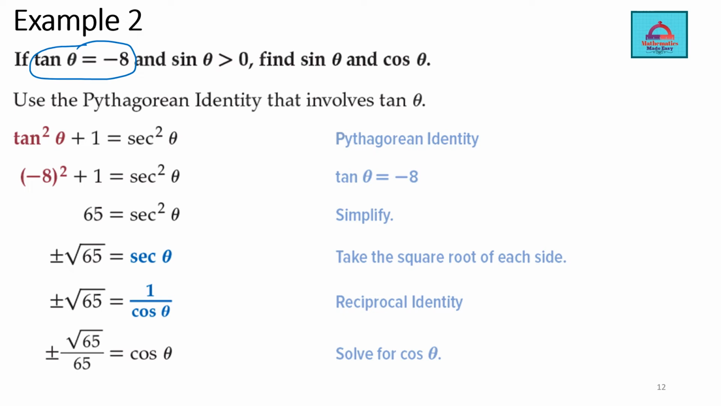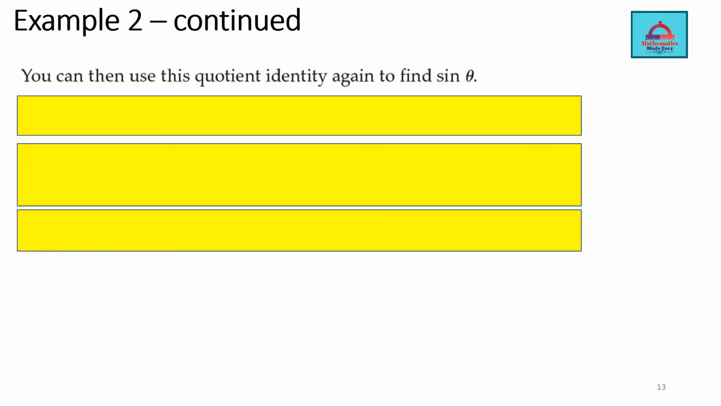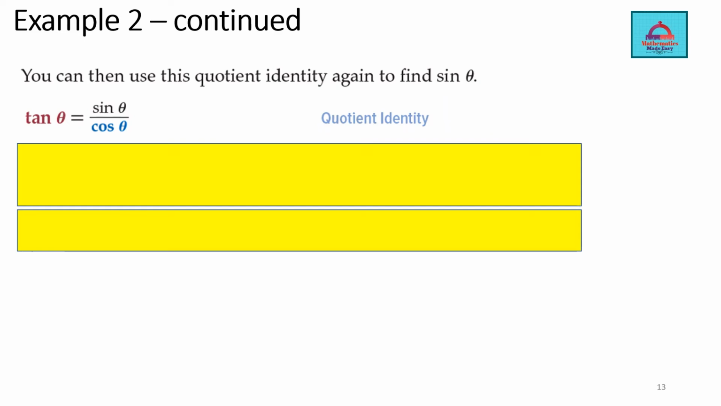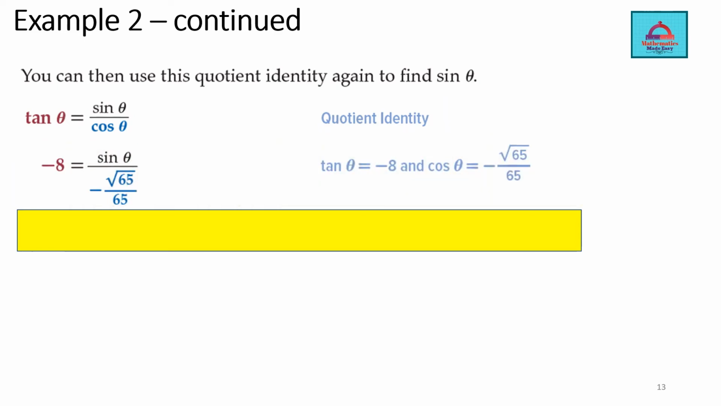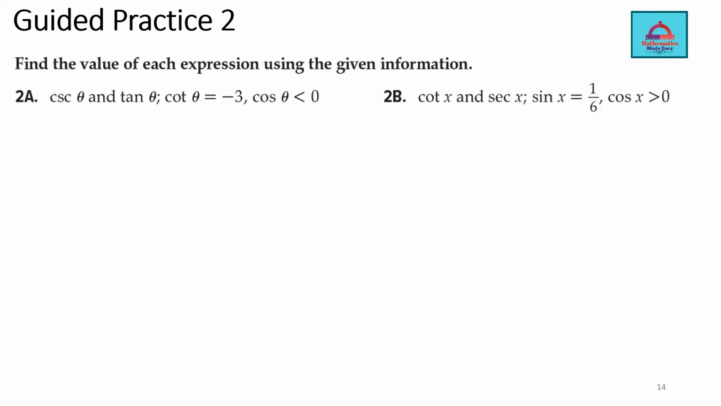Now if you have cos and you need to find sine, what will you do? You will again go to the Pythagorean identity, this time the first one. And because sine is positive and tan is negative, cos must be negative. So cos would be negative this value. Now again, you will use the quotient identity, and you can also use the Pythagorean identity, to get your sine theta, which is this value. So you have got both sine and cos theta.